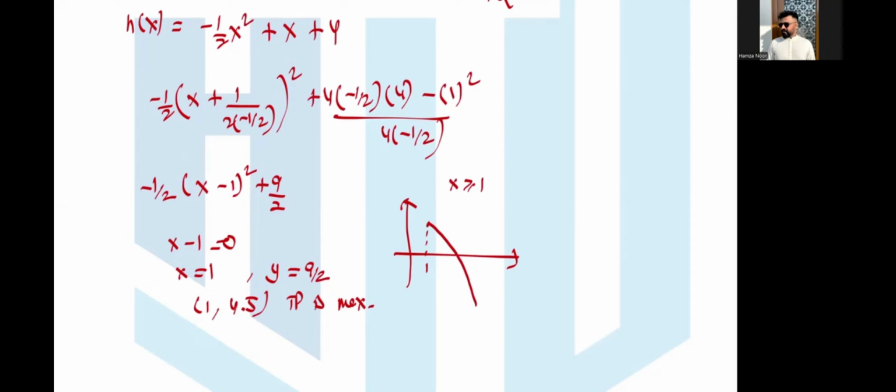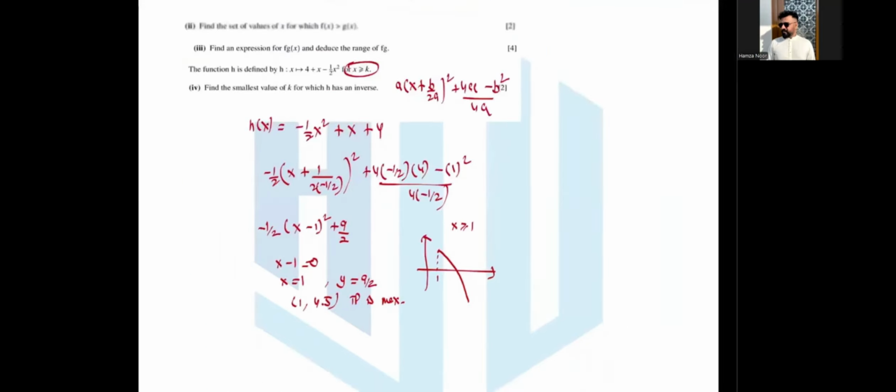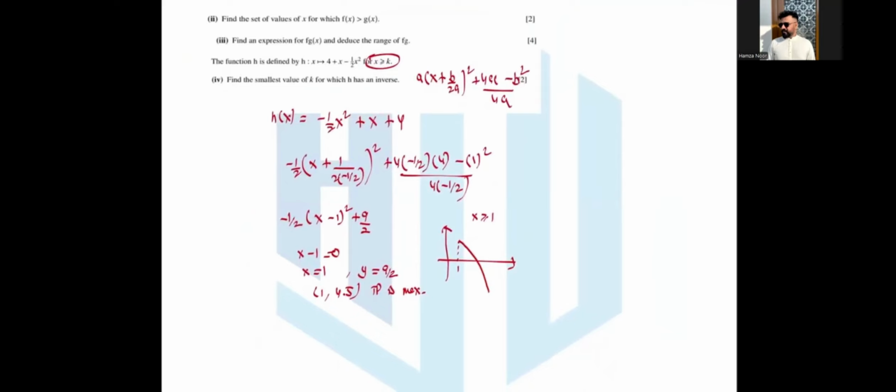Okay, so as we can see, if we make horizontal lines over here, the graph will intersect at all places at exactly one point. So this means that this function passes the horizontal line test. Okay, so this means that the smallest value of k is equal to 1.